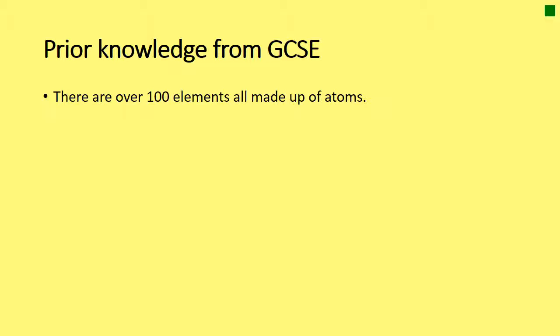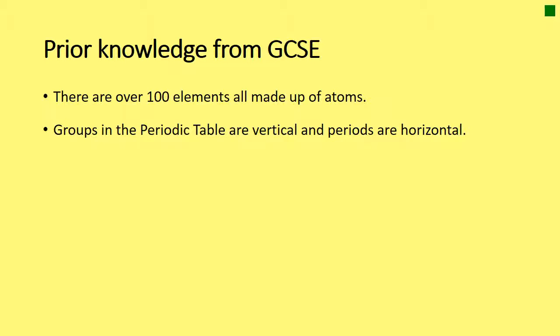So the first thing is, you'll remember that there are over 100 elements, all made up of atoms. Each element only has one type of atom, and they're in the periodic table. 92 are naturally occurring, the rest have been made by man in a lab. Then we've got groups in the periodic table, which are the vertical ones, and of course we've got periods, which are the horizontal rows.